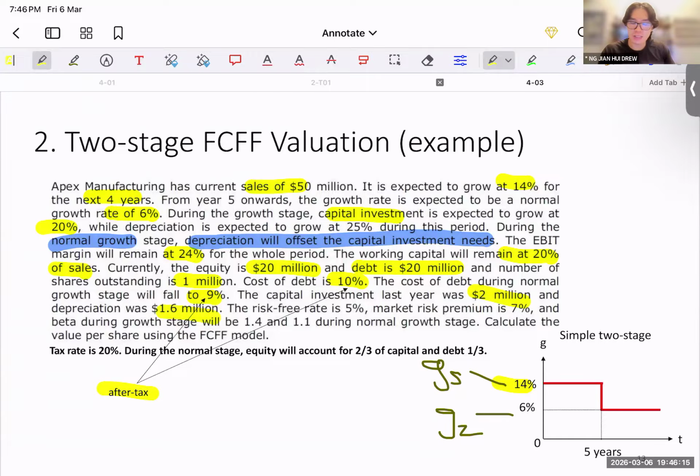Okay, I see a question: why don't we take account of tax? Because it's after tax. That means this 10% is after the tax already, so it's after-tax cost of debt. So we do not need to take account of the tax in our WACC later.